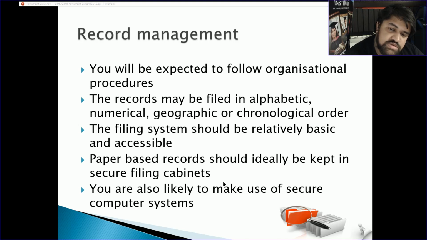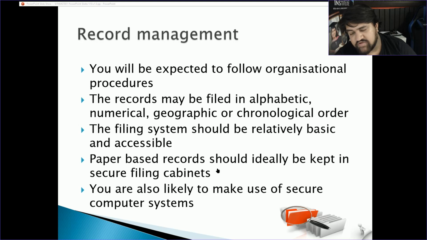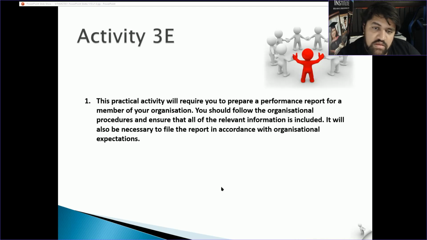Paper-based records should ideally be kept in secure filing cabinets. You are also likely to make use of secure computer systems to store soft copies of any documents or invoices that you might have. All right, so activity 3E, you should follow the organizational procedures and ensure that all relevant information is included. It will also be necessary to file the report in accordance to organizational expectation. So here you are expected to do a performance report for a member of the organization.